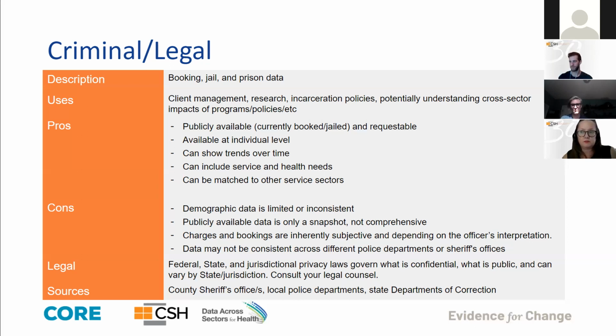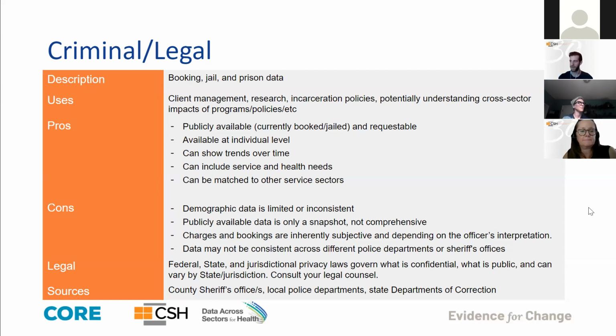Like I said, there could be different privacy barriers in different places, and they can vary by state and jurisdiction. Consult legal counsel. I've worked with a fair amount of jail systems, and some have been really willing to just zip out a data file, and others took a much more measured approach. But usually it does not require a BAA or anything more than a straightforward DUA or MOU to share data for a specific use case. The sources: if it's a county jail, it would be the sheriff's office. It could be a city jail, and then you have state departments of correction, which usually monitor the prison population. So that was that, and I think I'll turn it back to Gabe.